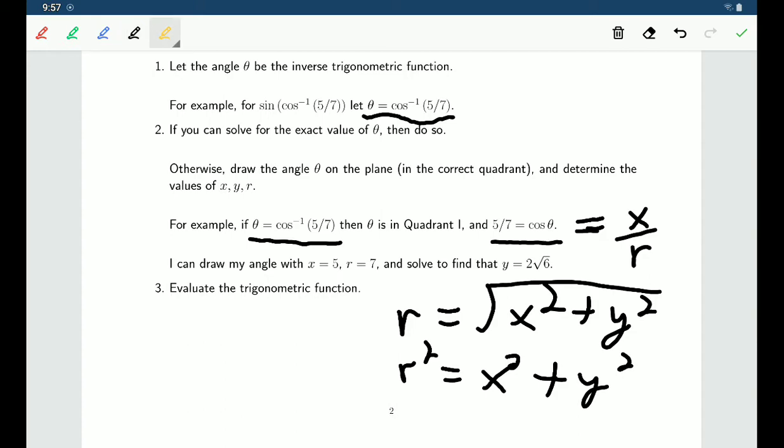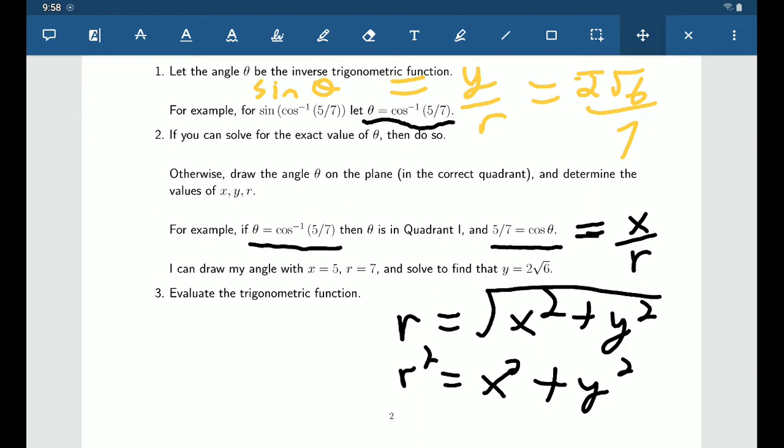Once we've done that, we can evaluate the trig function, because we are looking for sine of cosine inverse of 5/7, and we said cosine inverse of 5/7 is our angle theta. So really what we're looking for here is sine of theta. And we know that sine of theta is defined as y over r. We found that y is 2 root 6, and r is 7. So now we are finished. 2 root 6 over 7 should be the value of sine of cosine inverse of 5/7. So let's do some more examples.